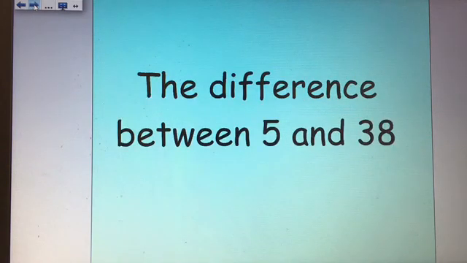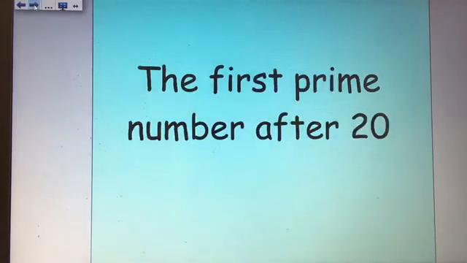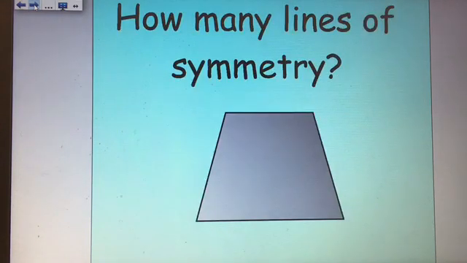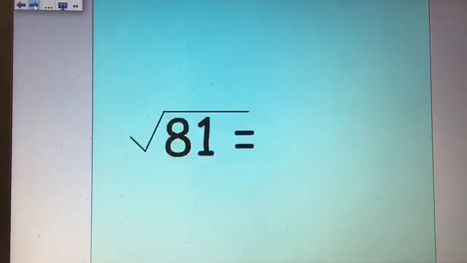The difference between 5 and 38. 33. Remember, to find the difference is a subtraction. The first prime number after 20. 23. How many lines of symmetry? 1. Square root of 81. 9.